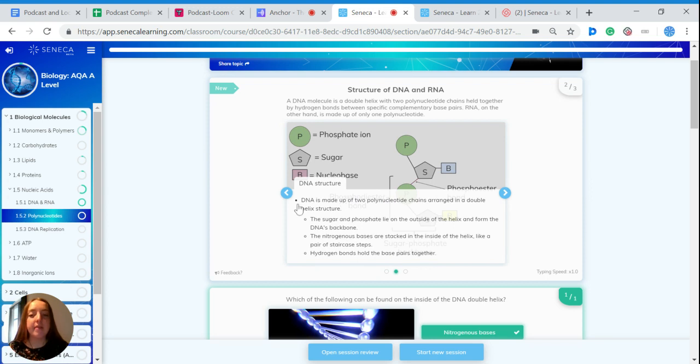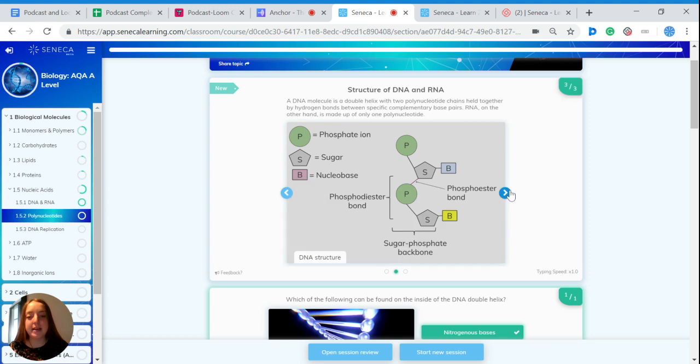So I'll recap that. DNA is made up of 2 polynucleotide chains arranged in a double helix. The sugar and phosphate lie on the outside of the helix and form DNA's backbone. The nitrogenous bases are stacked on the inside of the helix, like a pair of staircase steps, and hydrogen bonds hold these base pairs together.